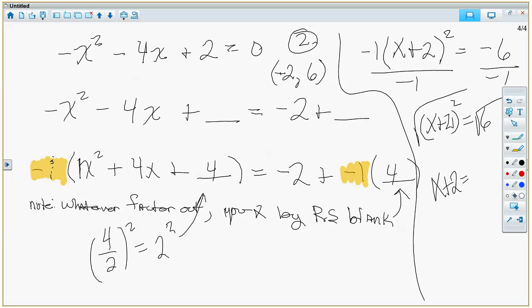The square root of 5 is 2.2. So the square root of 6 is going to be what, 2.3? Somebody check me. 2.4. x is equal to positive or negative 2.4 minus 2. What's 2.4 minus 2? 0.4. What's negative 2.4 minus 2? Negative 4.4. There's your two x-intercepts. Draw it up, see if it fits.